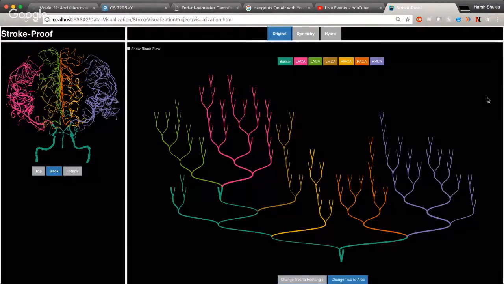You can see that both these views are color encoded. On the basis of this legend, you can know that they represent the type of arteries in a human brain. The pink structure here, for instance, represents the LPCA, or the left posterior cerebral artery, both in the abstract view as well as the actual view.